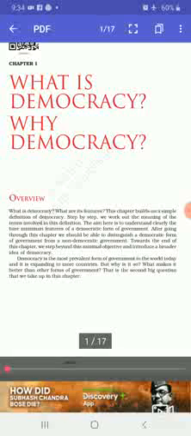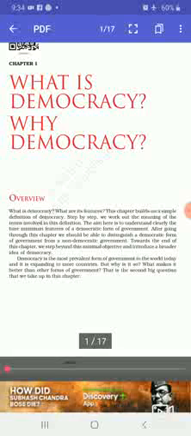Democracy is the most prevalent form of government in the world today, and it is expanding to more countries. But why is it so? What makes it better than other forms of government? That is the second big question that we take up in this chapter.